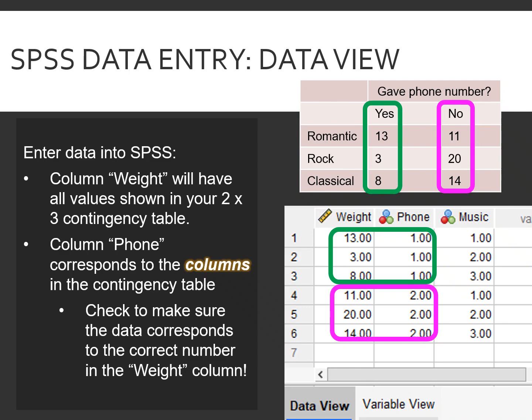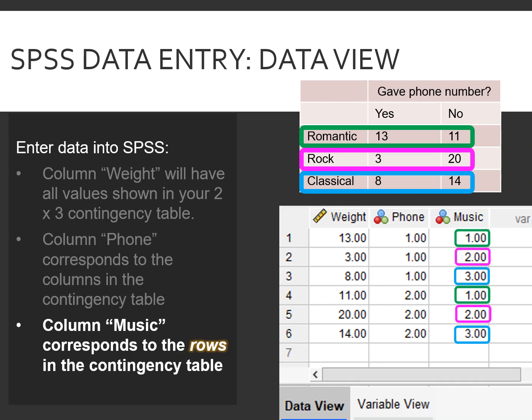Then the column phone corresponds to the columns in the contingency table. So yes was 1 and no was 2. So we would first enter three 1s and then three 2s. That's because we had three rows of yeses and three rows of nos. Check to make sure the data matches the weight column. So as shown here, the yes for romantic equals a 13, with yes for the phone, yes to the phone should be a 3, and yes to the phone should be an 8, and then also the nos should be 11, 20, and 14.